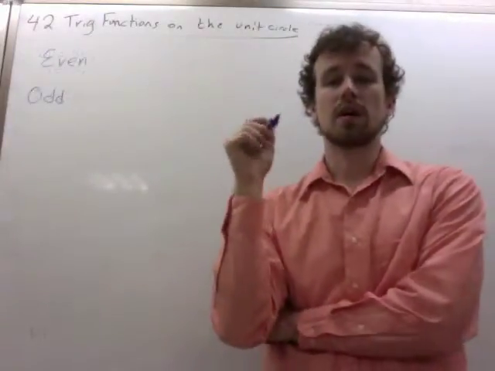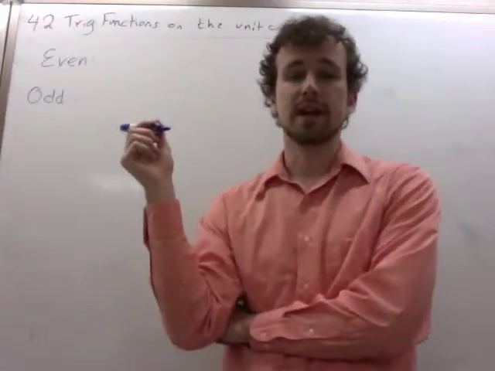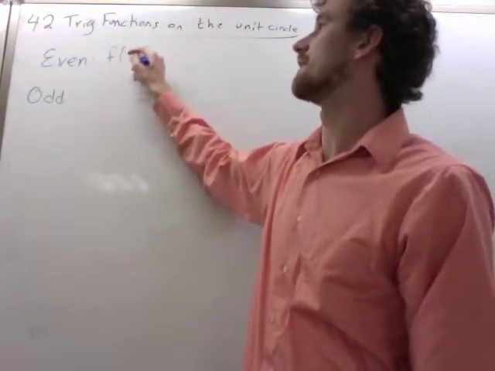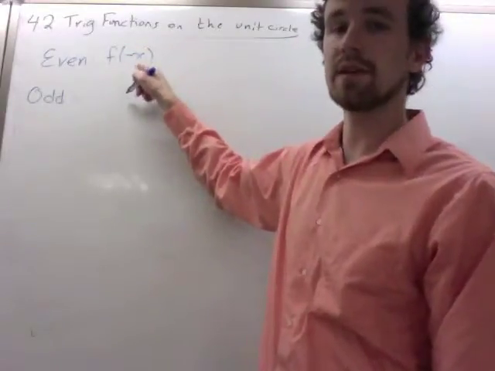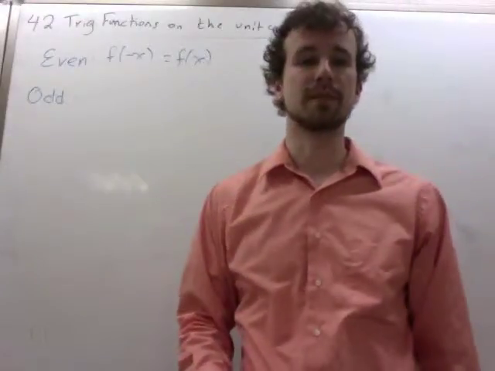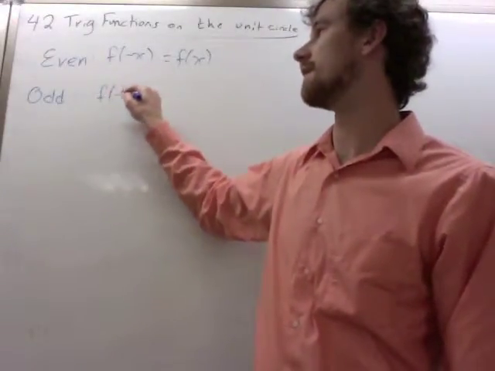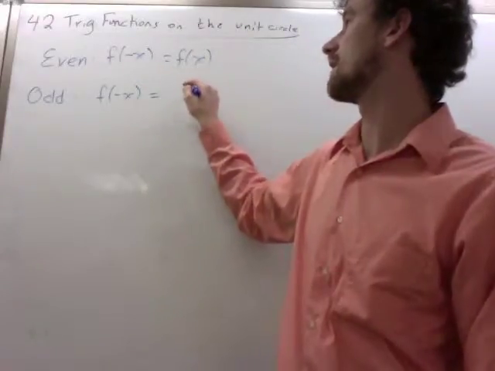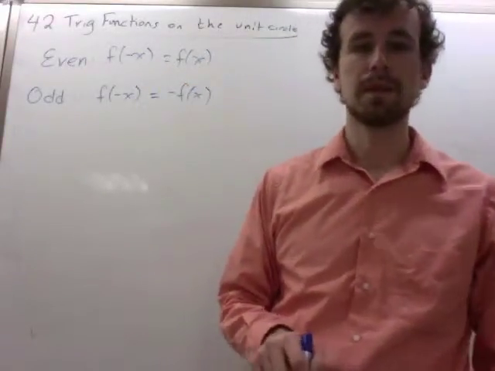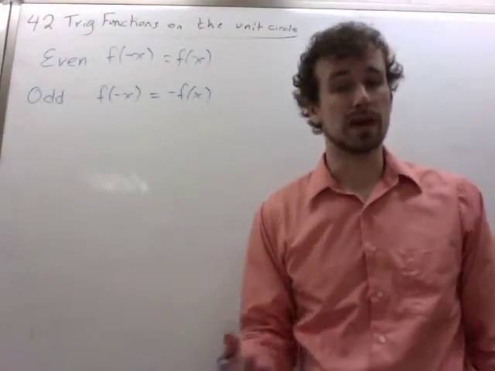Now you may recall from chapter 1 that we talked about even and odd functions. The definition of an even function is that if you plug in the negative value, then you get back the same thing as if you plugged in the positive value. For an odd function, if you plug in the negative value, you get back the positive value, but negative. Right? And all of our trig functions are either even or odd.